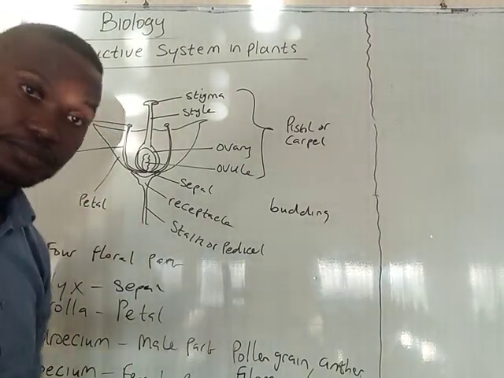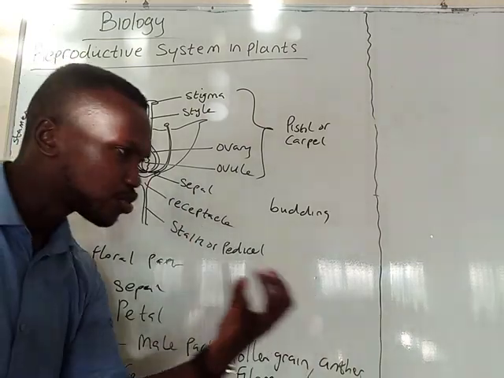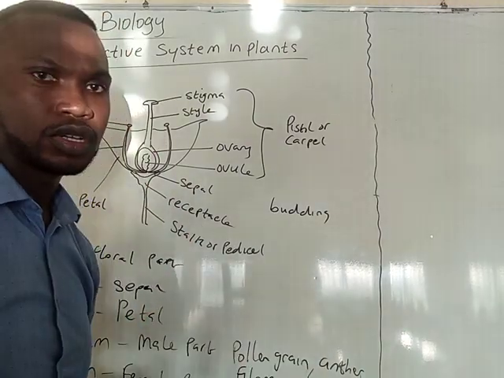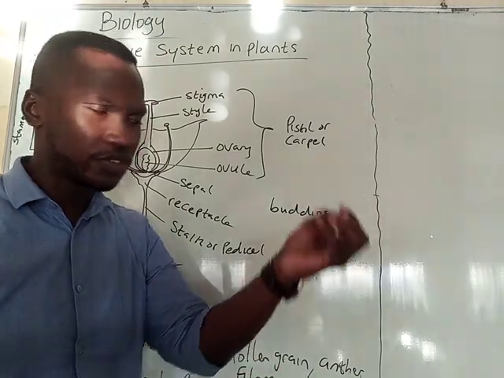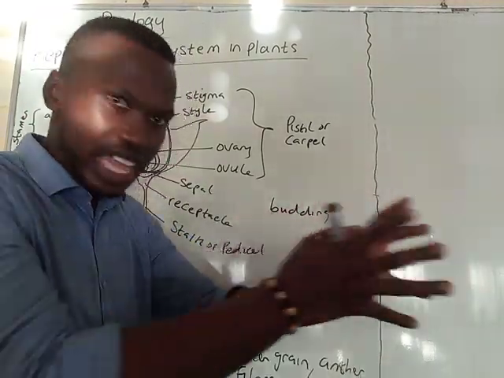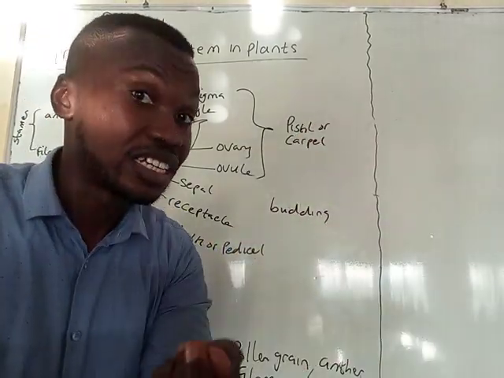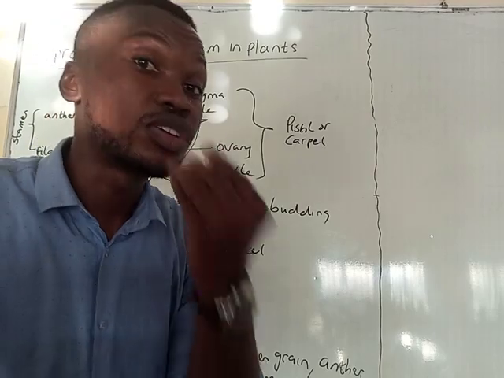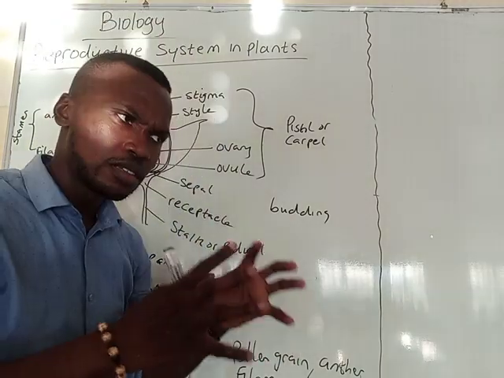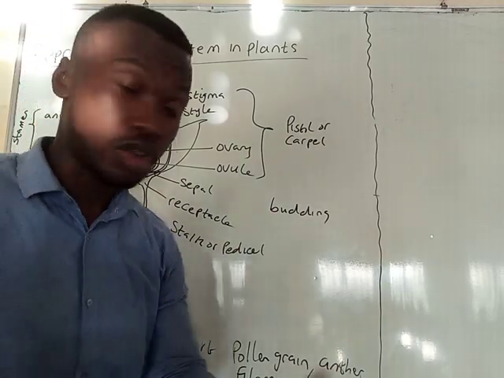We have the petal. The petal is the colorful part of the flower. It is what attracts pollinators to the flower. When the bee sees the beauty of the flower, it's mesmerized by the color. So it goes there, it knows that for it to be colorful, it has nectar. So in the process of extracting nectar, it carries the pollen grain and pollination thus occurs.